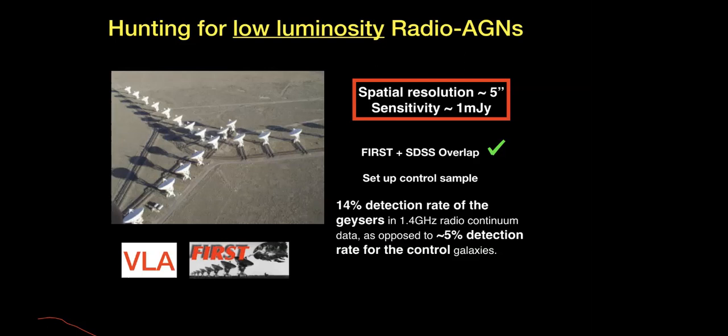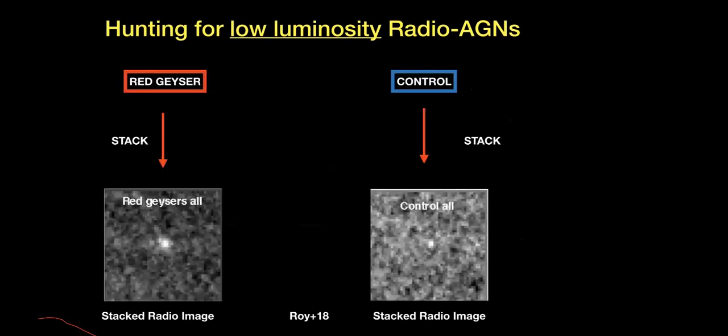Now this is exciting. But again, as I mentioned, we are looking for low luminosity AGNs, plus the sensitivity of 1 millijansky, it's not that great. So there are many faint signatures just below this detection threshold that we are missing out. To get around that, we stack our signals, because stacking reduces the noise and then brings out the obvious signals or the patterns. So we took all the red geysers, we stacked them together, and this is the stacked radio image that we got. And similarly, we took all the control sample, we stacked them together, and this is the image that we got.